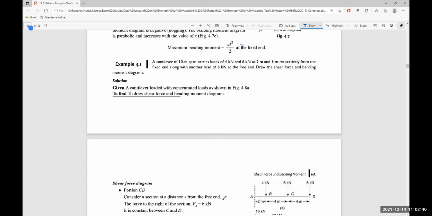Let us go through the numerical problems.